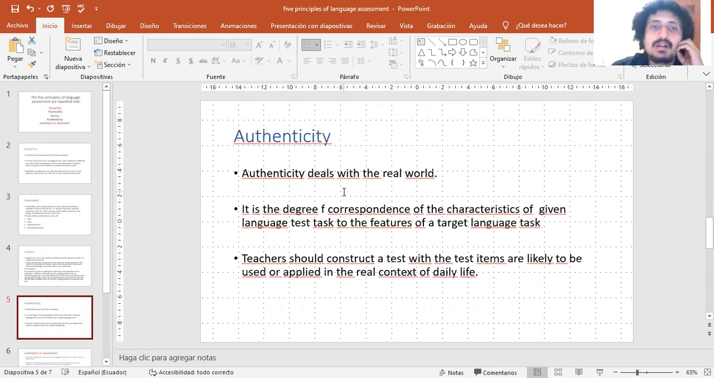Now let's talk about authenticity. Authenticity deals with the real world. It's the degree of correspondence of the characteristics of a given language test task to the features of a target language task. Teachers should construct a test with test items that are likely to be used or applied in the real context of daily life.